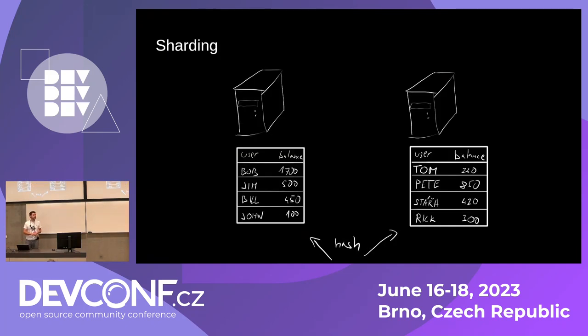So first, we need to decide how we will distribute the data themselves. For this, we can use the sharding approach and just make the same table structure on every worker server. So we have here two servers, and each of them has a table of accounts with their balances. But each server stores only half of the data. And how do we decide which server should store which row? We will simply take a hash of the account name and take some operation that will deterministically decide where to put it.